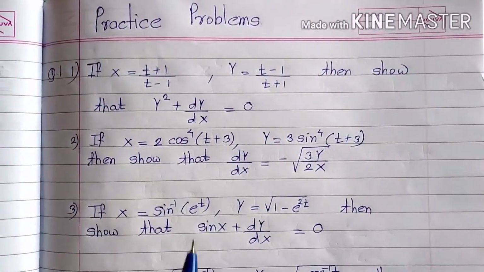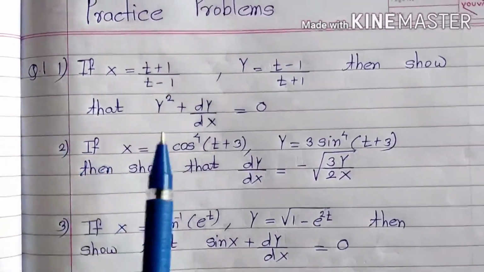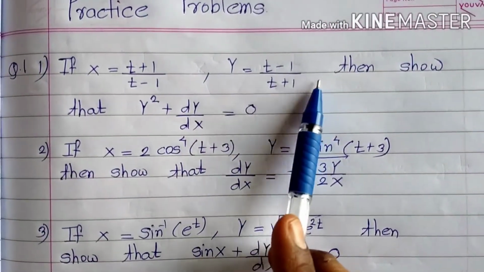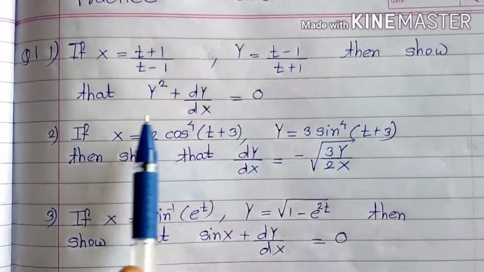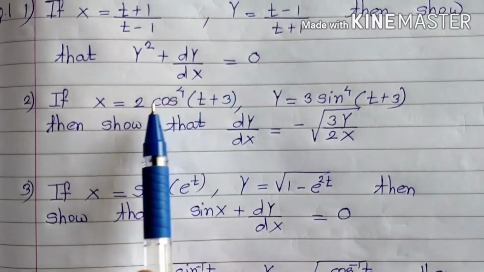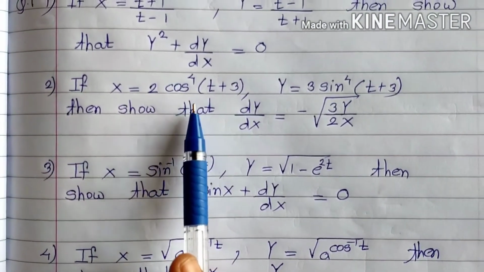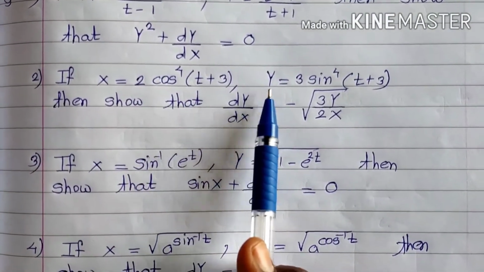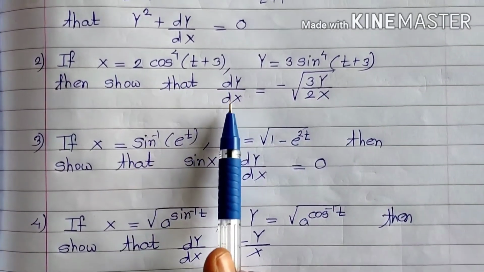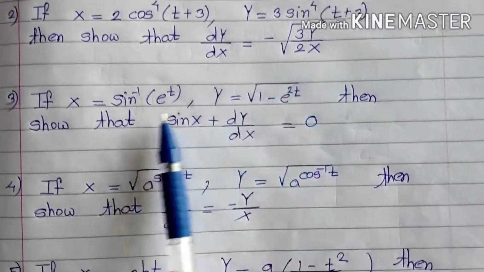Now there are some practice problems which you have to solve. First question: if x is equal to t plus 1 upon t minus 1, y is equal to t minus 1 upon t plus 1, then you have to show that y square plus dy by dx equal to 0. Next question: if x is equal to 2 cos raised to 4t plus 3, y is equal to 3 sin raised to 4t plus 3, then you have to show that dy by dx is equal to minus under root of 3y upon 2x.